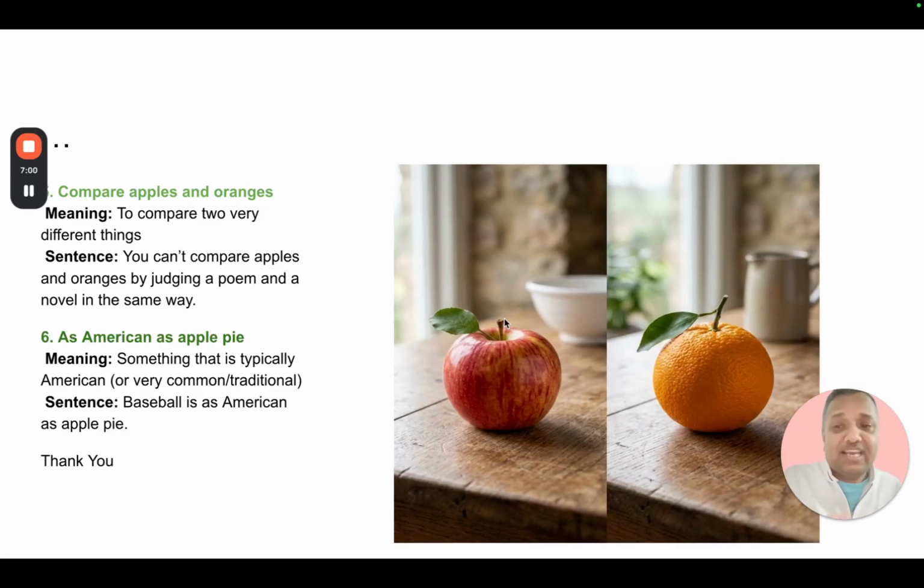And the last one is as American as apple pie. I think some of you might have heard this. The meaning is something that is typically American or very common or traditional. For example, baseball is as American as apple pie. Cricket in Nepal is as American as apple pie. When you say it like this, it means it is very common in Nepal.